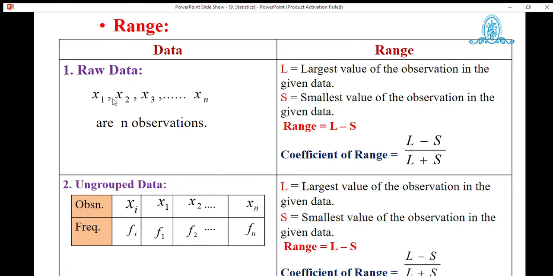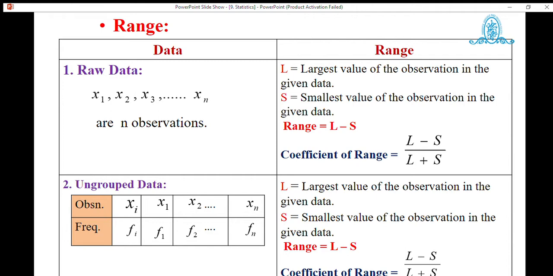Let us see the formulae for different types of data. If your given data is raw data, like the observations are given, x1, x2, x3, up to xn, these are the n observations. Then how to calculate range there? See, capital L and capital S. L stands for the largest value of the observation in the given data, S is the smallest value of the observation in the given data. So the range means simply the difference between them, largest minus smallest value of x.